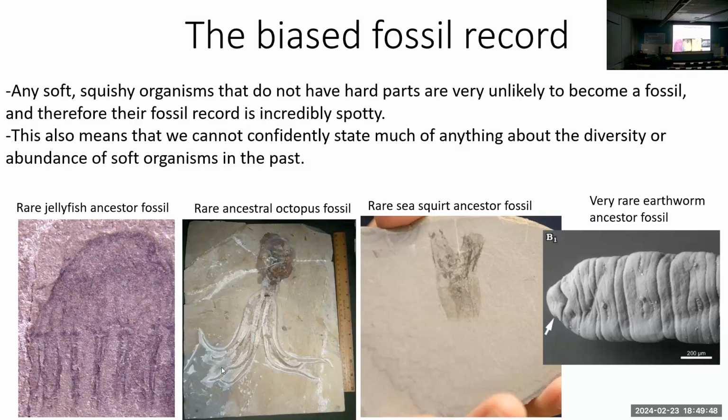This also means that we can't confidently state much of anything about their abundance or their diversity through time because we get so little information about soft, squishy animals. We don't know how jellyfish diversity or abundance has changed through time, or octopus or sea squirt or so on. That's a huge gap in our knowledge.